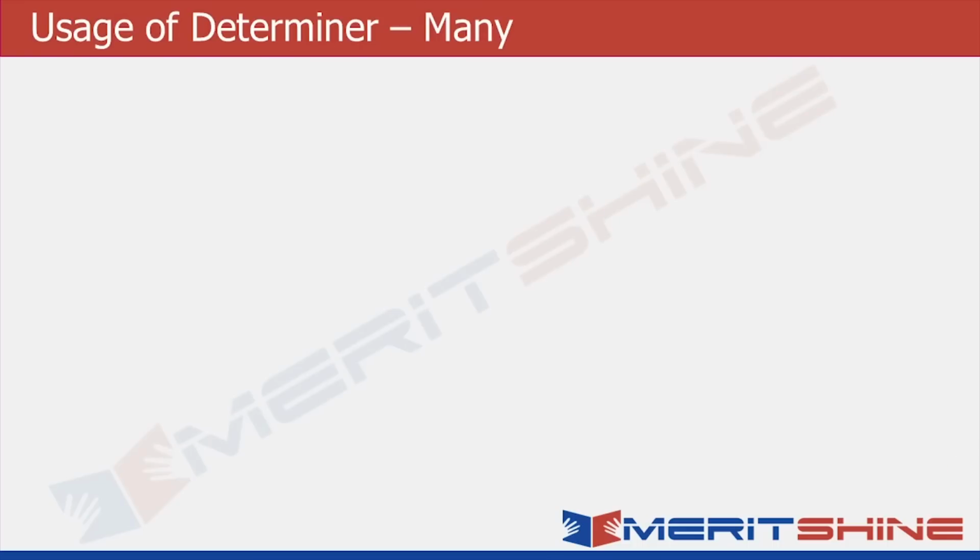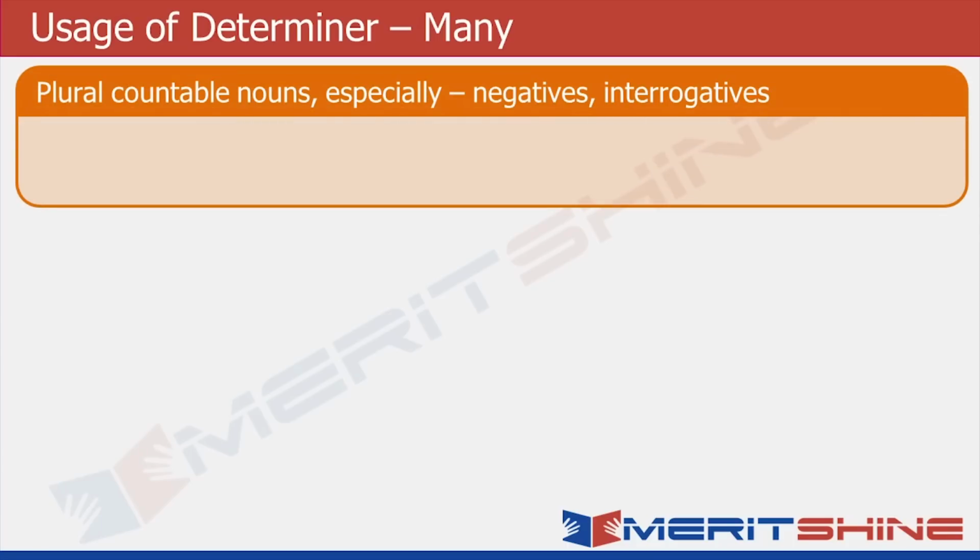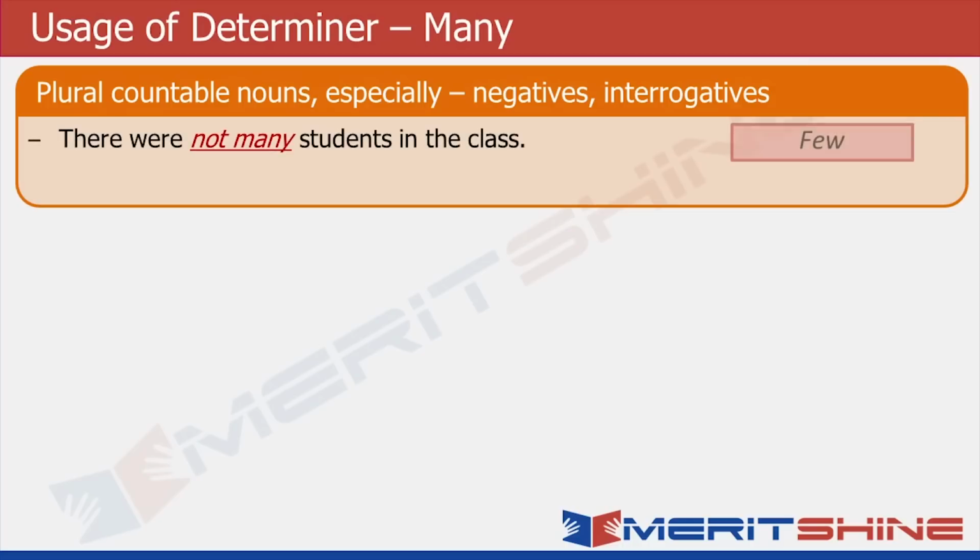Let us start with the quantifier many. Many is used to denote the quantity of plural countable nouns. It is used specially with negatives and interrogative sentences. There were not many students in the class. Here, not many means few in number. How many people will attend the conference? Here, many means some number.